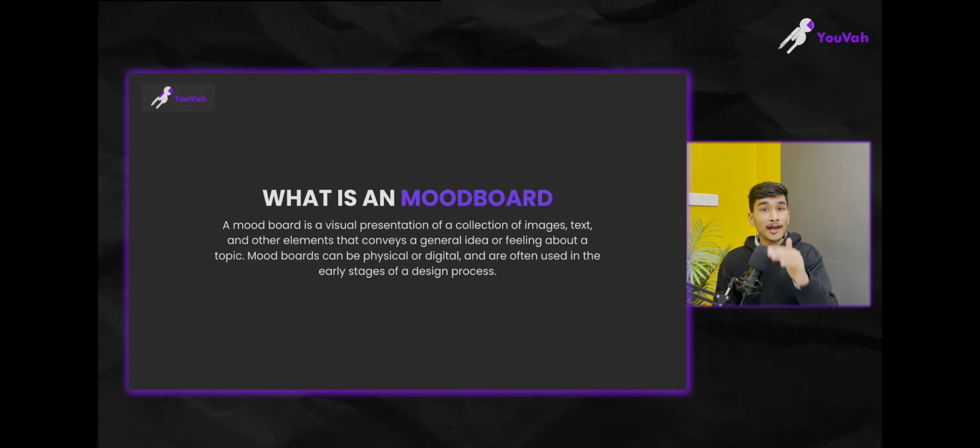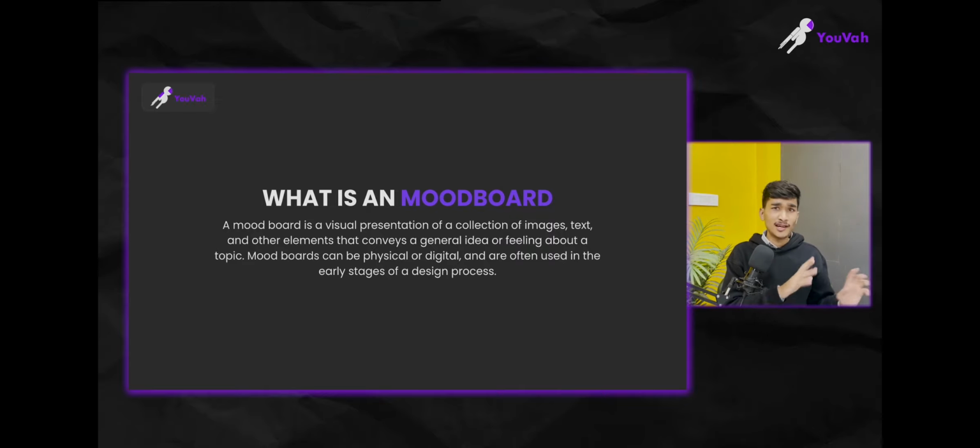Okay, and why are we using these images? Because this will convey a general idea or feeling about the topic which we are going to create designs on. For example, I have a campaign to design for Youvah. So I'll collect all the things on a single frame which are related to Youvah, like what fonts they use, what colors they use, what is their target audience, on what social media platforms they're gonna create things, and all these things I will combine together on a single page, and that I will call a mood board.